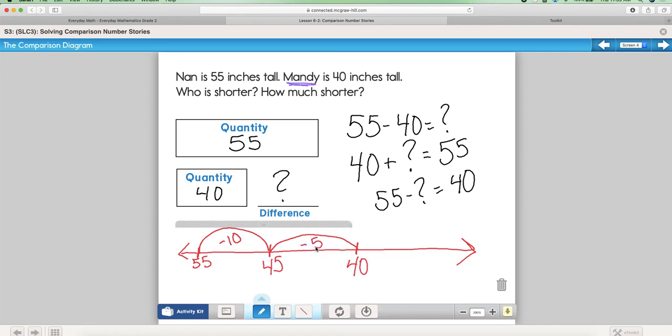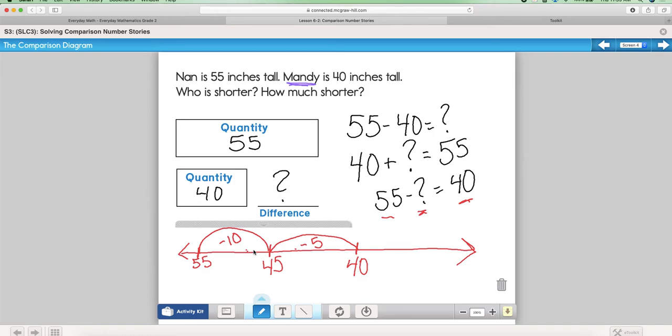And I count from 45 back 5 and I reach 40. So now I've gotten to my end number. I've started at 55 and I've counted my mystery number till I get to 40. I just have to put these two numbers together to figure out what my mystery number is going to be. So if I put 10 and 5 together, what is my mystery number?